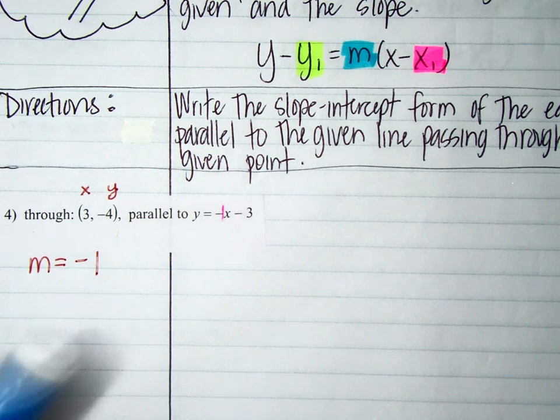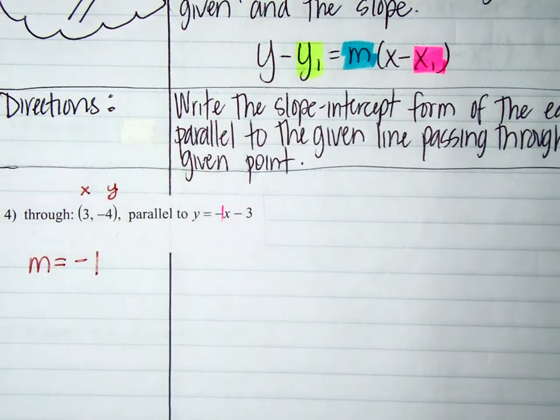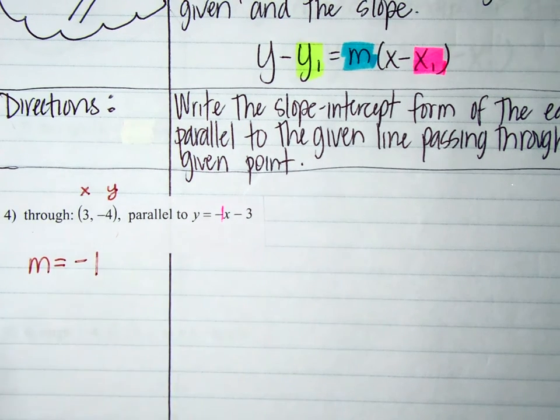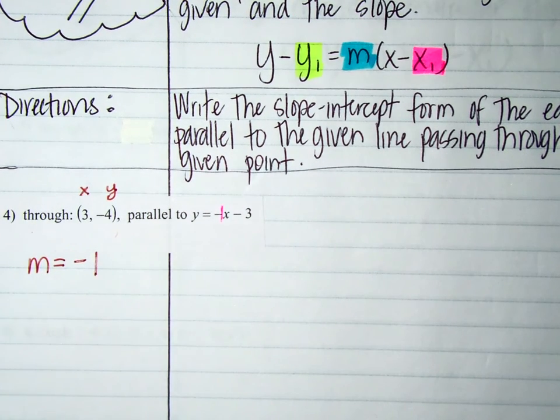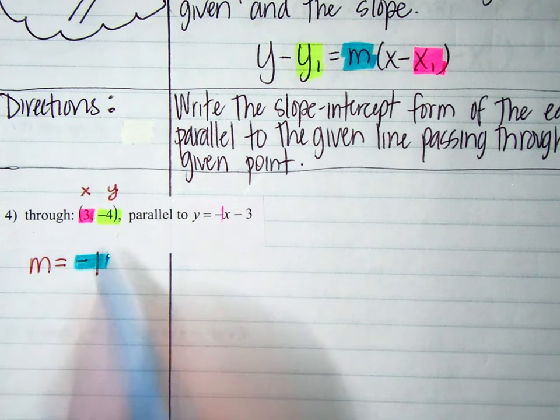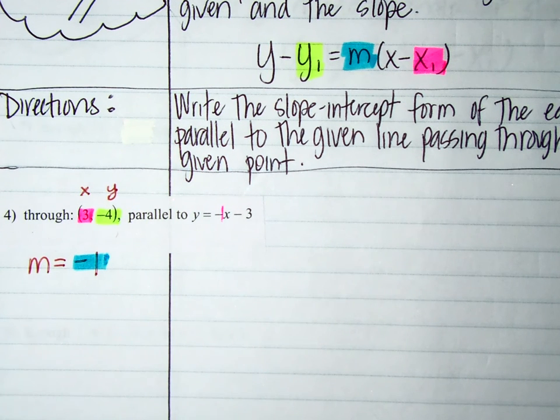Now I'm going to use the 3 colors that I used to highlight and highlight the pieces I have. So I know x I highlighted in pink, y I highlighted in yellow, and slope I highlighted in blue. Now all we have to do is plug it into the formula correctly, distribute, and solve for y. And we should have the equation that would be parallel to the given line.